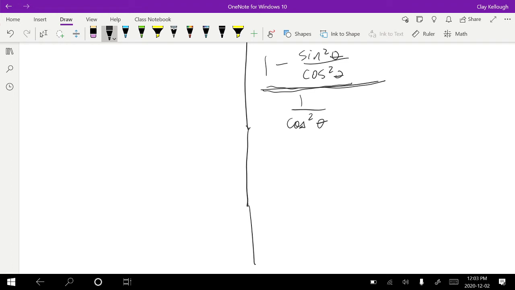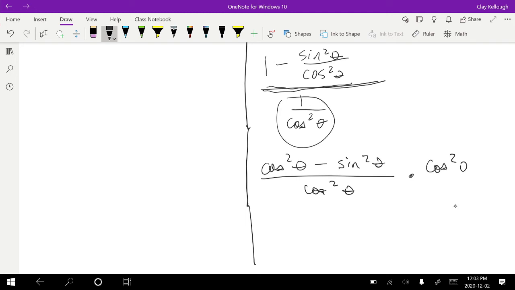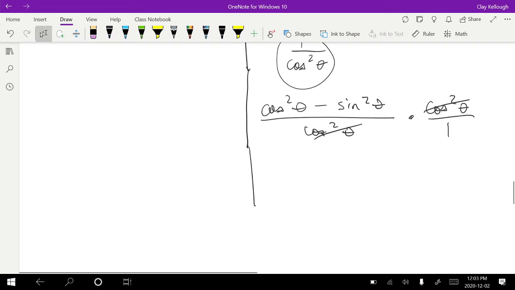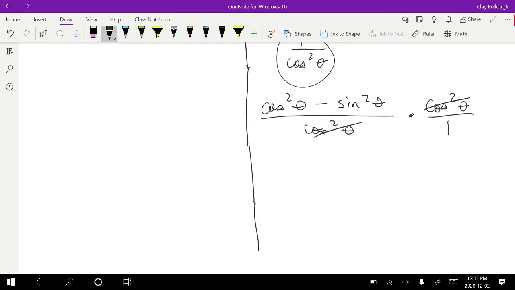So I'm going to combine the top into cos squared theta minus sine squared theta all over cos squared theta. And then I'll just do 2 steps at once here. Times, instead of dividing by this thing, I'll times by the reciprocal. And there we go. Look at that. This one was 2 steps. And then that's cos squared theta minus sine squared theta, which is cos 2 theta, which equals the left-hand side. Done.